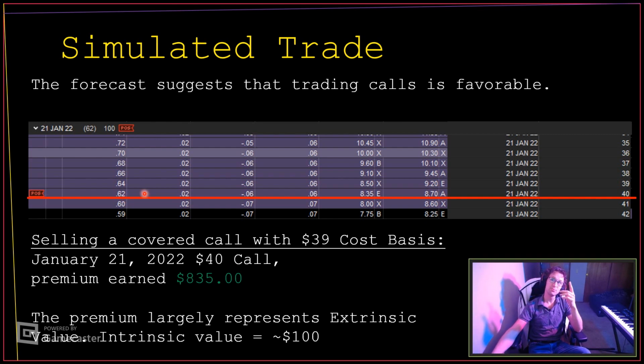And I managed to pick up $835 of premium by selling that. And this is a simulated trade. I'm going to talk about it as if I've done it, but this is a simulated trade. Now, the premium largely represents extrinsic value because there's only like a dollar of intrinsic value, the difference between the strike price and the actual price. And that's important to know. I want to invest the extrinsic value because that's where the value from theta is represented.